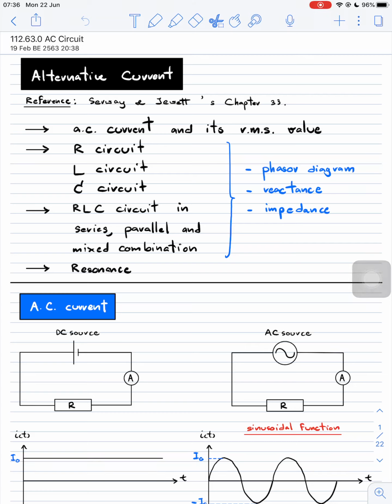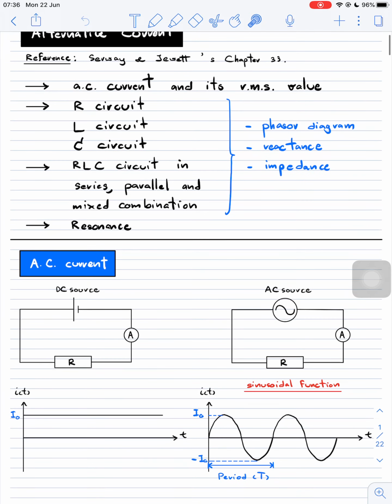Alternating current. In this chapter, we just want to understand what alternating current is. And we want to find the root mean square value and the average value of the alternating current. And then later on, we want to study circuits consisting of resistors, inductors, and capacitors.